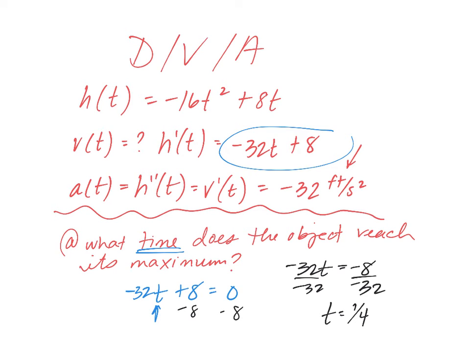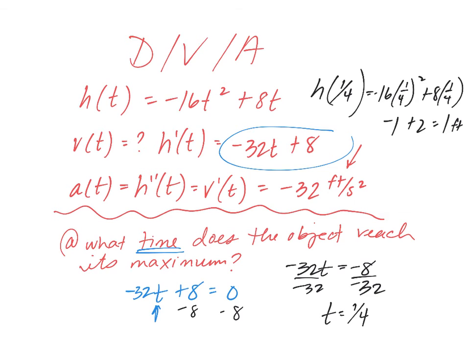Now, if I wanted to know the height of the maximum, I can evaluate the original function at 1/4. So negative 16 times 1/4 squared plus 8 times 1/4. That would give me negative 1 plus 2, which is 1 foot. This thing doesn't get very high up in the air. All right, so that's a little review on displacement, velocity, and acceleration.